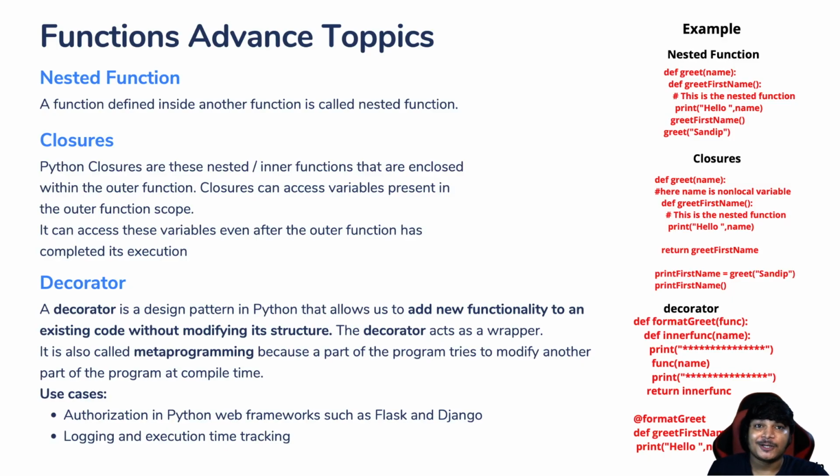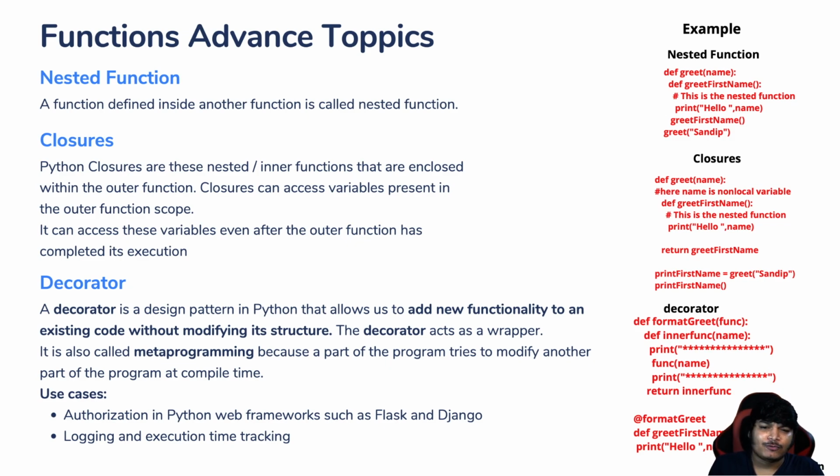Now let's learn about decorators. A decorator is a design pattern in Python that allows us to add new functionality to an existing function without modifying its structure. The decorator acts as a wrapper to the function. It is also called metaprogramming because a part of the program tries to modify another part of the program at compile time.